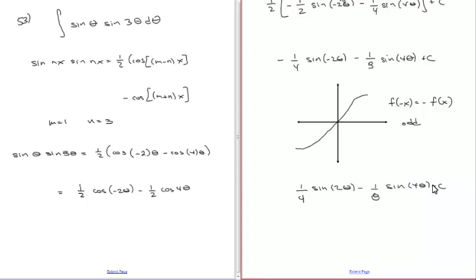Again, that's problem number 53, and I'm just making sure I did it right, which I did. They actually show the result in the book. They factor out an 8, which is 2 sine of 2 theta minus the sine of 4 theta, the whole thing added to the arbitrary constant c. Okay, so that's problem number 53.